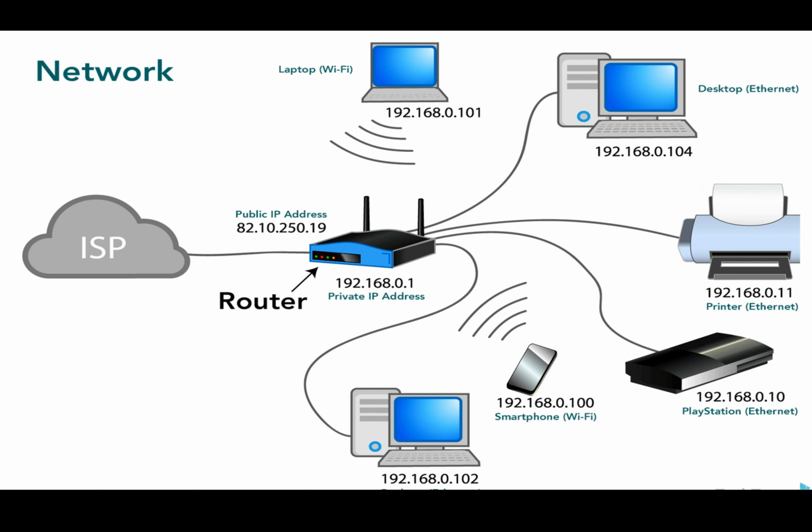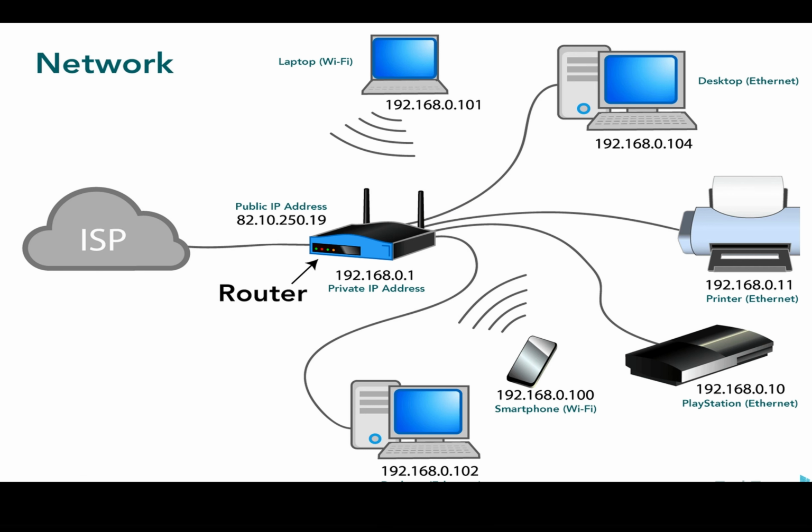So this diagram will explain the whole thing about network, okay? So here we could see the ISP, which could be the internet. Then we also have a router, right? Then we have the laptop connected with the Wi-Fi. Then we have the desktop connected with the Ethernet. So that's the lines. We also have the printer. We have the PlayStation. Of course, this can be for office, right? So this will be probably a home network, right?